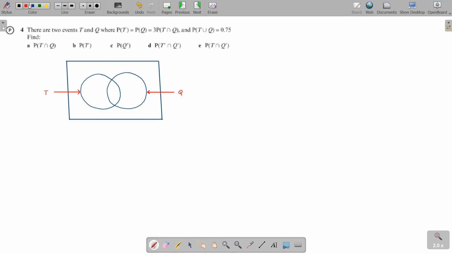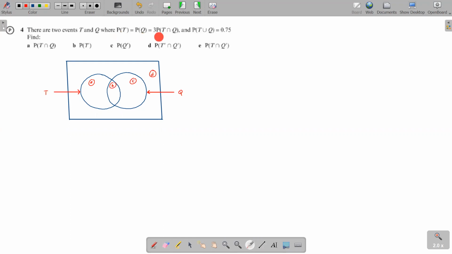All right, guys. So let me mark my regions: simple, A, B, C, and D. They are telling us the probability of T union Q means all these three regions, A, B, C, all three of them together add up to give you 0.75. So they are asking you to find the probability of T intersection Q. All right, guys. Before we move on to that, we first need to make use of this information here.